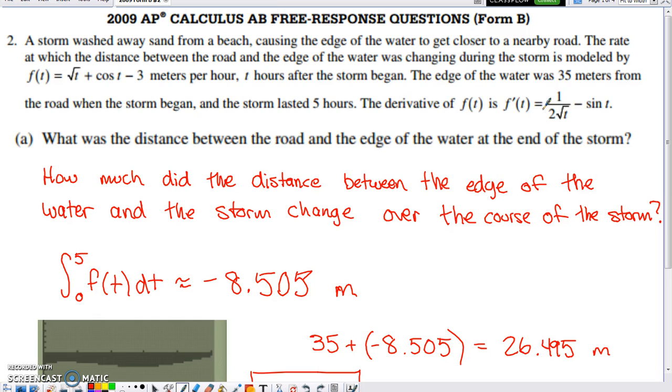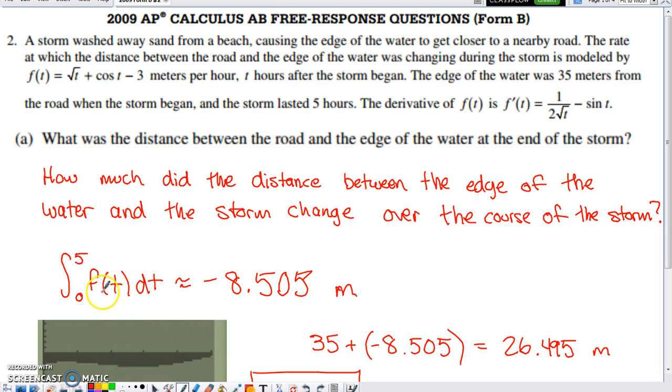Now in part A, they ask us what the distance between the road and the edge of the water was at the end of the storm. And so if you're trying to figure out what the distance is after the storm has concluded, you need to know how much that distance changed by over the course of the storm. And so what I realized is I had access to the function that represents the rate of change of the distance between the road and the edge of the water.